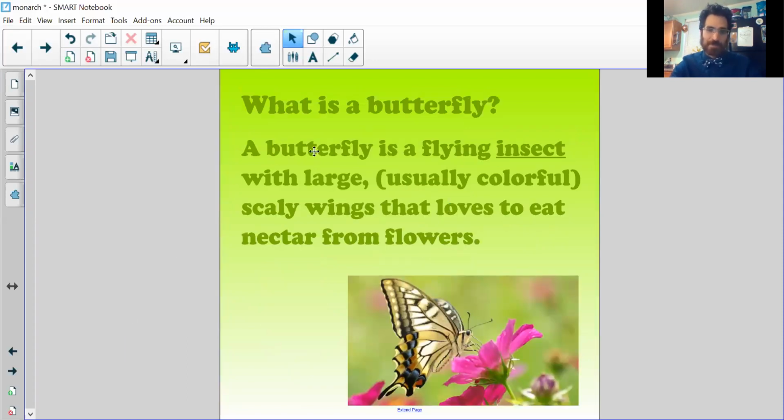So what is a butterfly? A butterfly is a flying insect, large, usually colorful, scaly wings that loves to eat nectar. That's right, they eat nectar from flowers, and they go to the next one and they bring in pollen, and that pollen mixes, and that way they can make new flowers. So they are pollinators like bees.